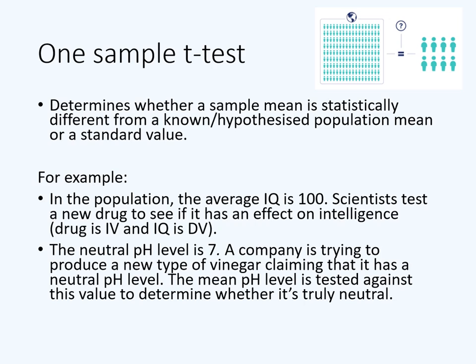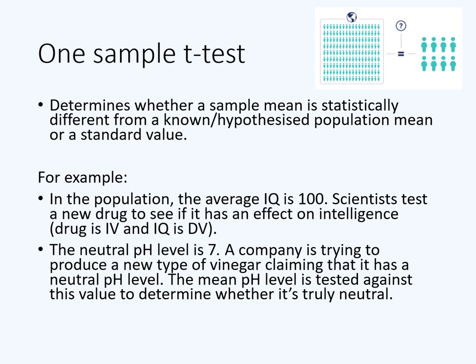A one-sample t-test determines whether a sample mean is statistically different from a known or hypothesized population mean, or a standard value. For example, in the population, the average IQ is 100, and scientists have developed a new drug to make people more intelligent. So they collect a sample of individuals for their study who they'll give the drug to, then each individual in the sample completes an IQ test. Then to see if the drug works, they use a one-sample t-test to compare the mean IQ of their sample with the known population mean of 100.